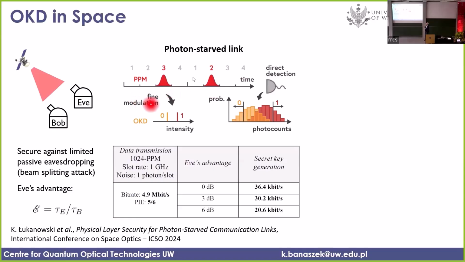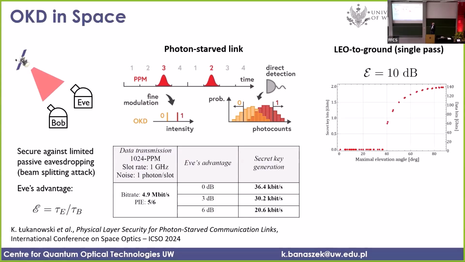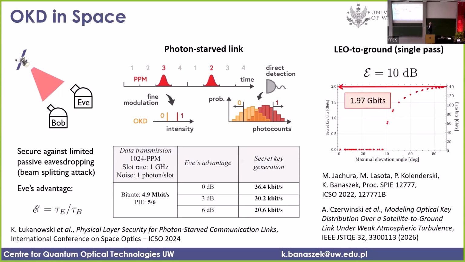Also, if we are dealing with very, very weak signals, then we can do this kind of intensity modulation at the few photon level to generate a secure key. And we have also done some simulations of how much key using the OKD technique could be generated for links from LEO satellite to ground. And with that, I would like to thank you for your attention.